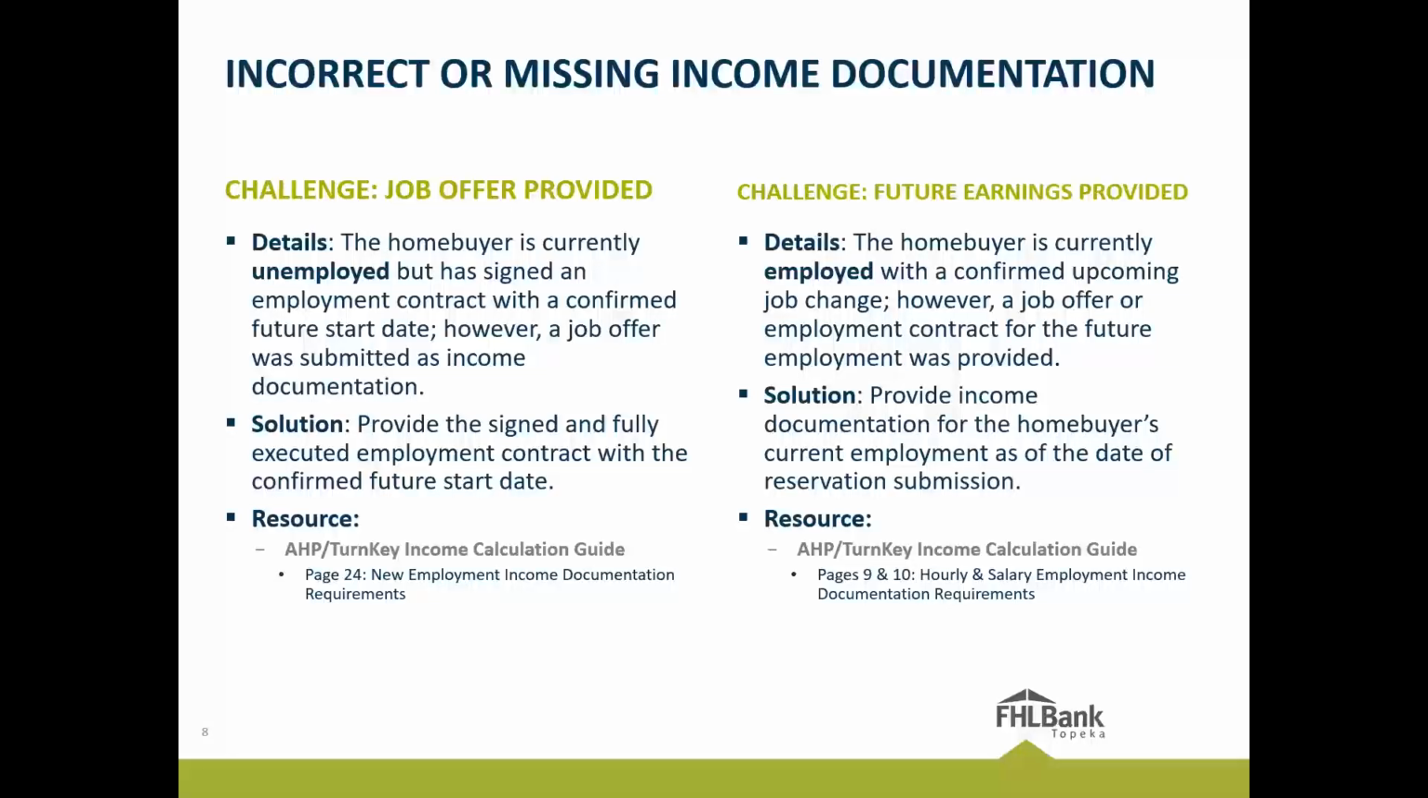Here, we see when household members are switching jobs or preparing to start a new job. This can definitely get confusing trying to figure out which income documents to provide. The key thing to remember is that TurnKey determines eligibility based on the household situation at the time of reservation. If the homebuyer is currently unemployed but has signed an employment contract with a confirmed future start date, then the correct documentation to provide is that fully executed employment contract with the confirmed future start date.